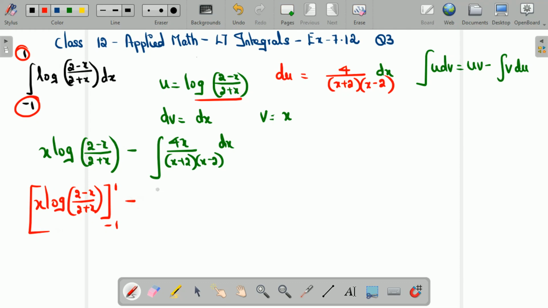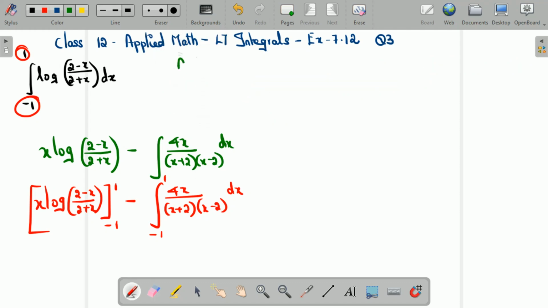Now this part I'm going to treat as I1. So here it is 4x divided by (x plus 2) into (x minus 2) dx. The limit is actually minus 1 to plus 1, but forget the limits. First let's finish this integration. This is in the form of partial fractions. So let's perform that: a divided by (x plus 2) plus b divided by (x minus 2) is equal to 4x divided by (x plus 2) into (x minus 2).